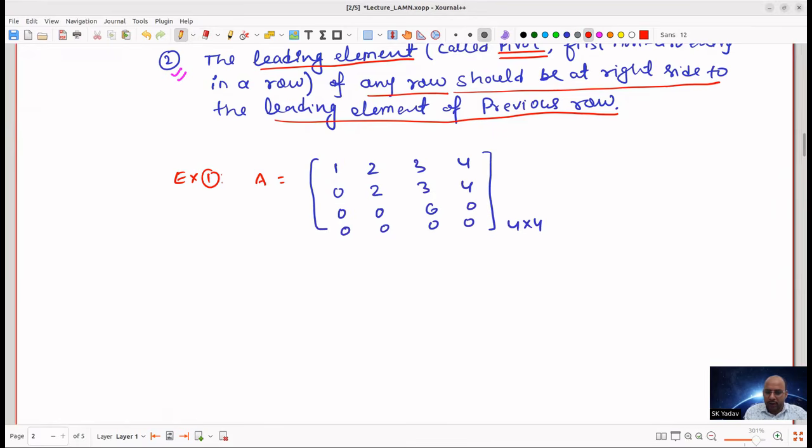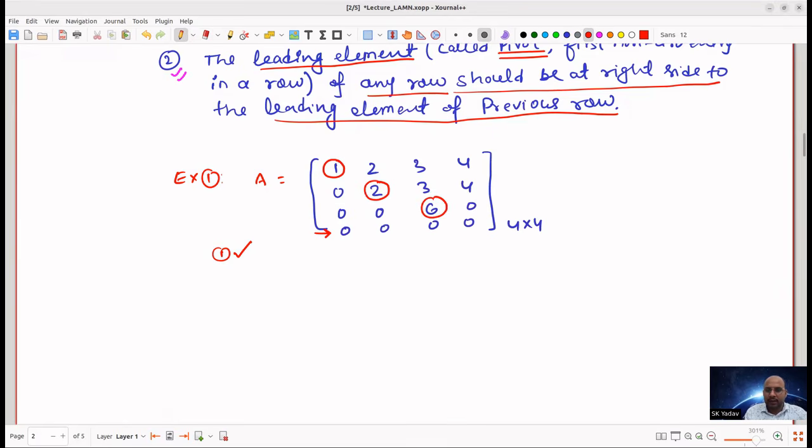So there is a 0 row which is at the bottom. So the first condition is automatically satisfied. And now look at the leading element. The first non-zero element in the first row is 1. The second row's leading element is 2. The third row's leading element is 6 here.